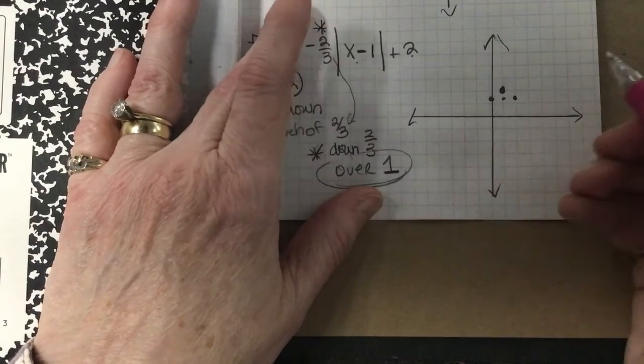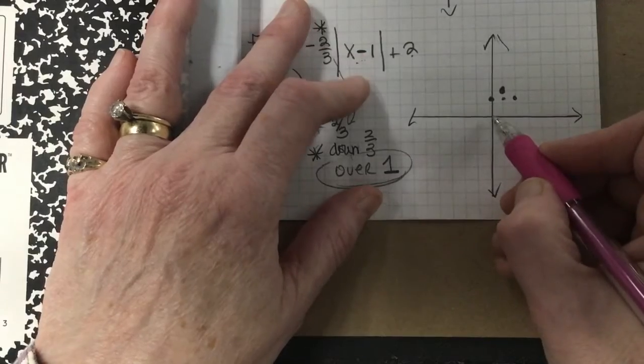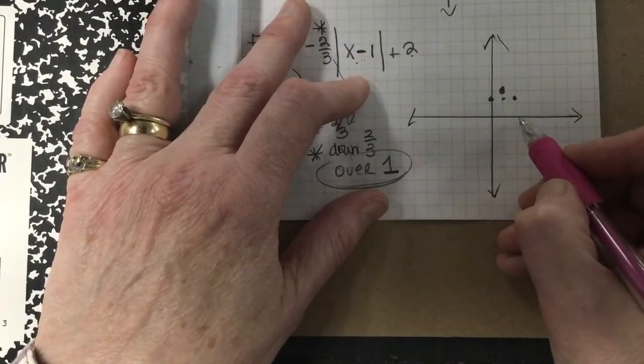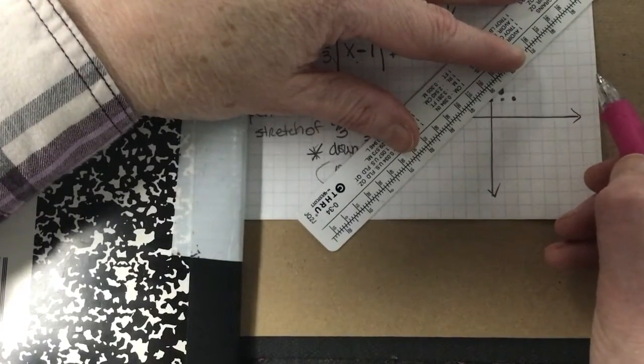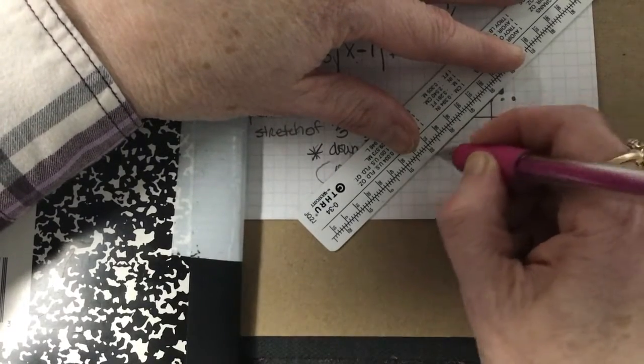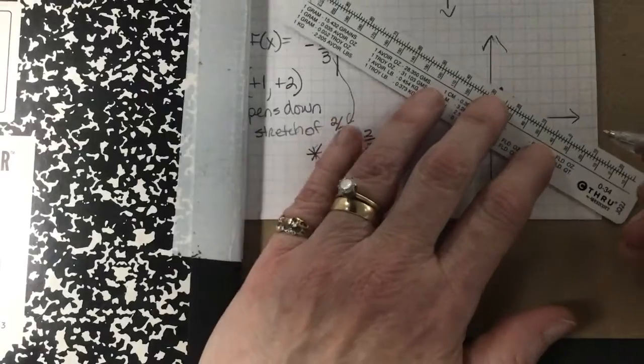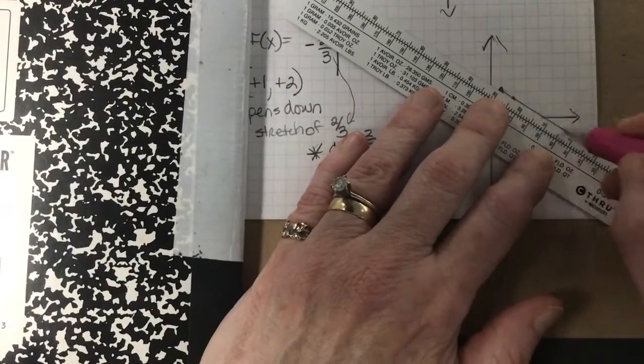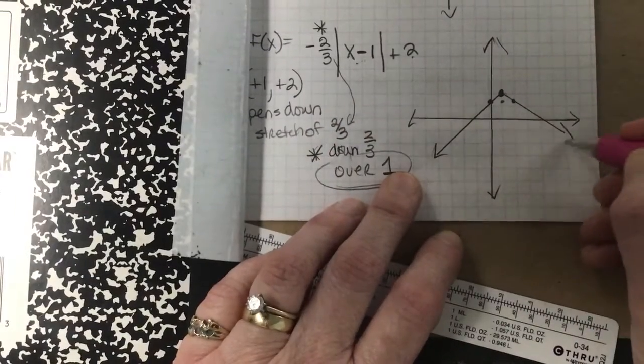See, because if you were doing it on a t-table, you would have put in 0, and you would have put in 2. Remember, it's going to be wider. Now, because 2/3 is very close to 1, it's not going to look a whole lot wider than the parent. And there's your graph.